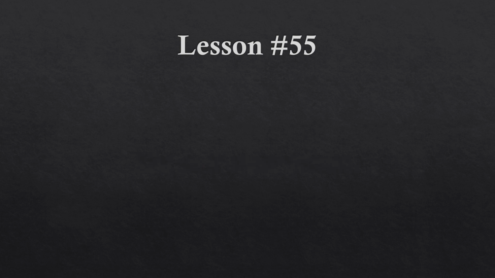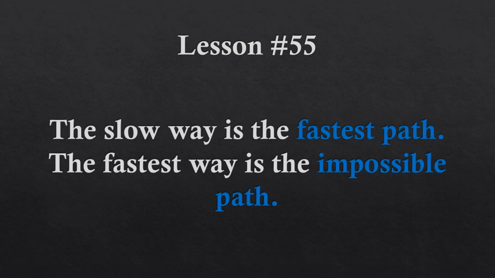Lesson number 55. The slow way is the fastest path. The fastest way is the impossible path. People are always after the easy solution that will lead them to the final result without paying their dues. That's certainly true in trading. Traders want to become rich quickly, and when they are learning, they want to disrespect the appropriate learning curve because they are in a hurry.